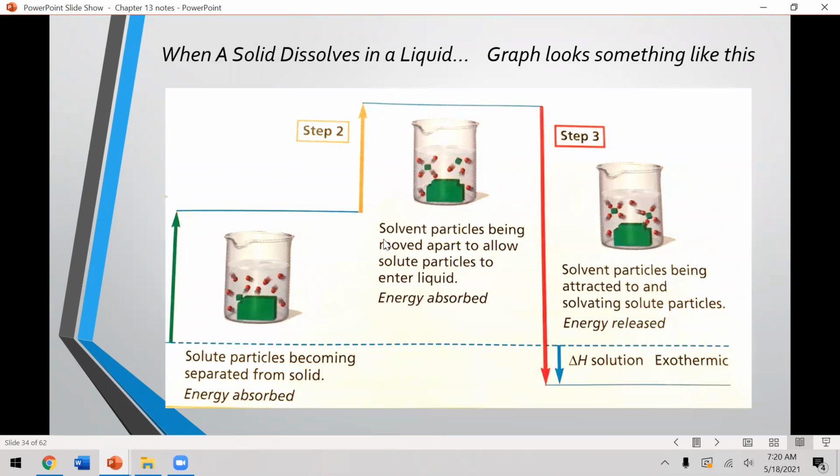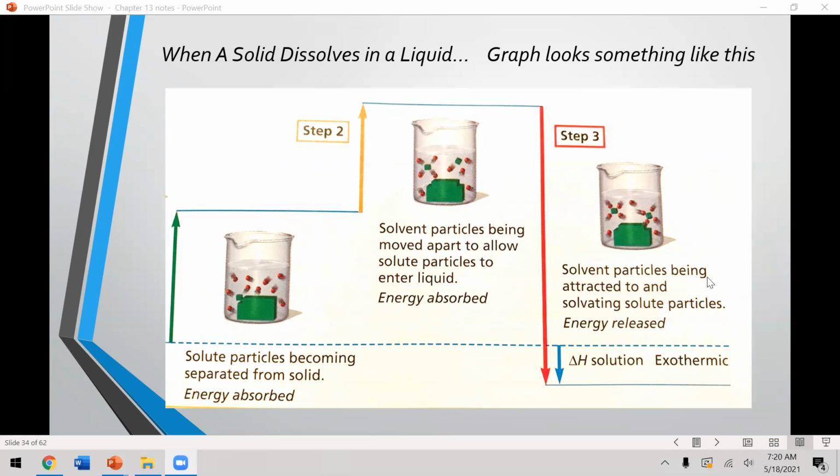So when you have a solid dissolved in a liquid, this is kind of like the graph. It looks something like this. There are 3 steps. In the first step, the solute particles are becoming separated from the solid. Energy is being absorbed, so we have the solid breaking apart. Step 2 is when solvent particles are moving apart to allow the solute particles to enter the liquid and be dissolved. We also have energy being absorbed, so another up arrow.